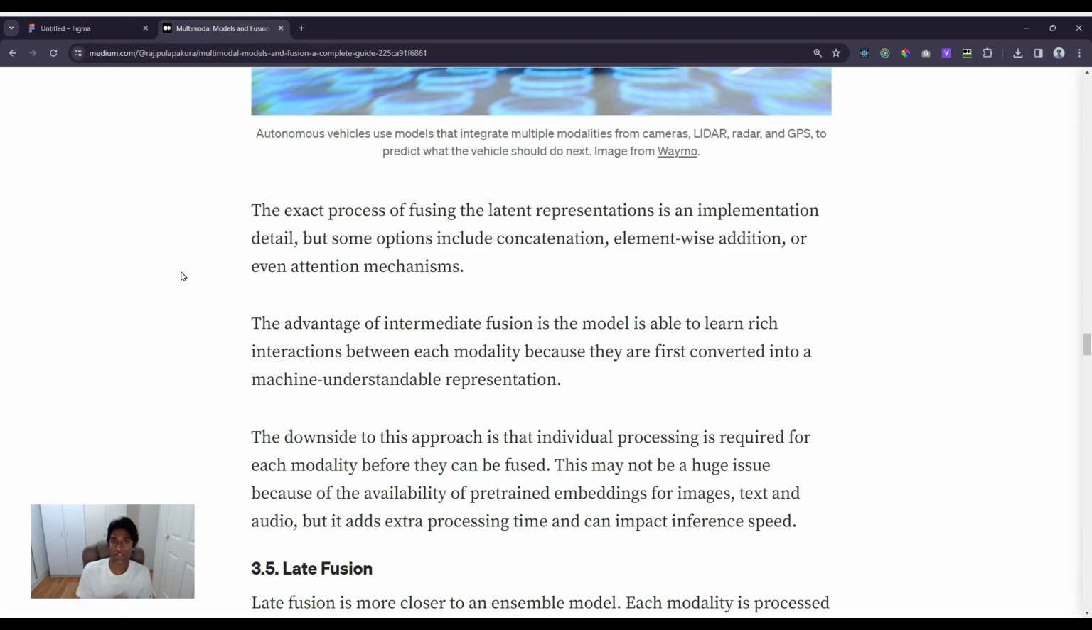The exact process of fusing the latent representations is an implementation detail, but some options include concatenation, element-wise addition, or even attention mechanisms. The advantage of intermediate fusion is the model is able to learn rich interactions between each modality because they are first converted into a machine-understandable representation.